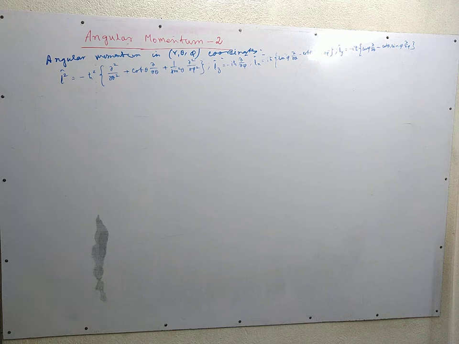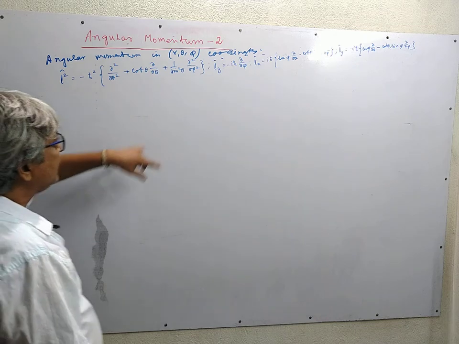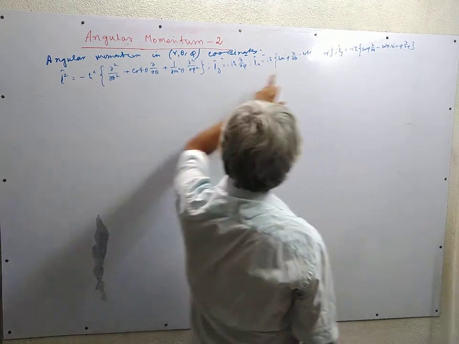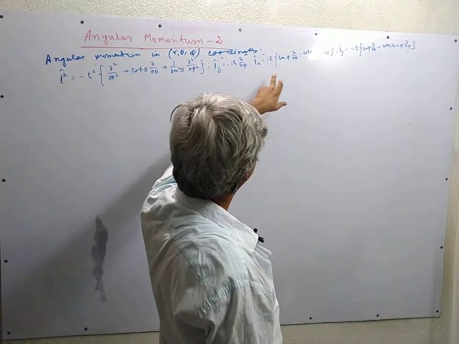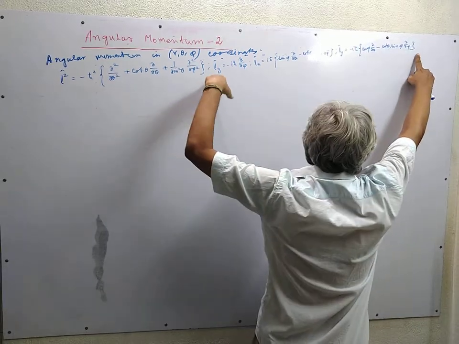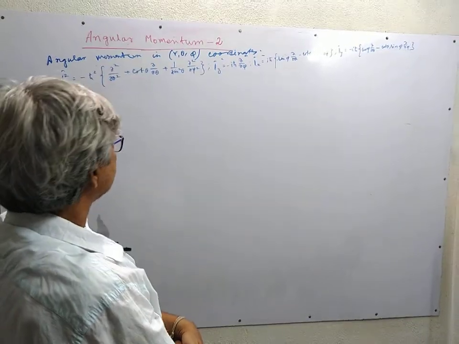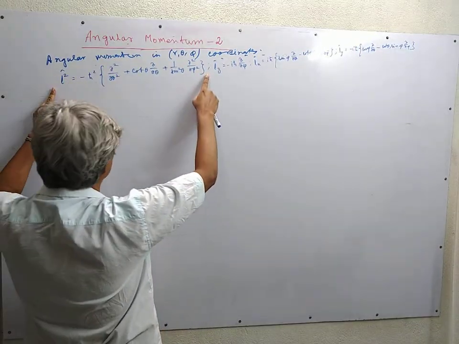In the last class, we obtained the expressions for the angular momentum operator and the operators related to it in spherical polar coordinates. To be specific, we found that the x component, y component, and z component of the angular momentum operator take this form when expressed in position basis using spherical polar coordinates, and the L square operator has this expression.